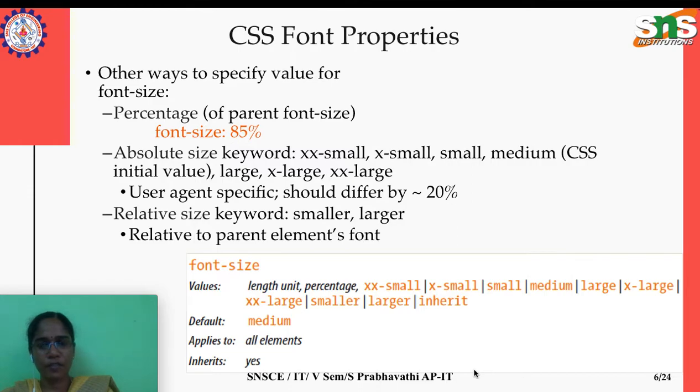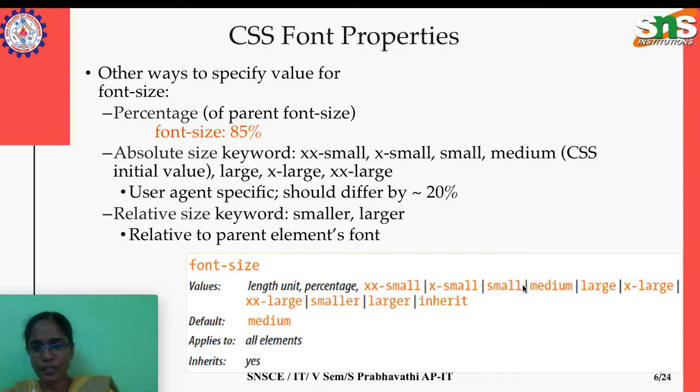That's it about length specification, and moving on to different ways of specifying the font size. So far we have seen font size in terms of absolute values and relative values. Apart from that, we have some other options also. Font size of 85% means it will take 85% of the parent font size. And apart from that, we have absolute size keywords and relative size keywords. We have seen length units so far, and the percentage option is also there.